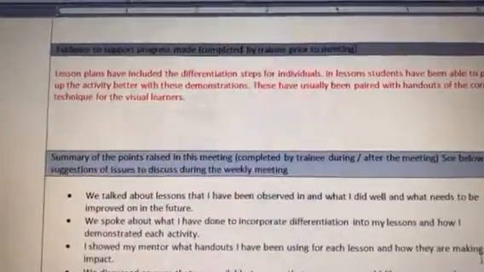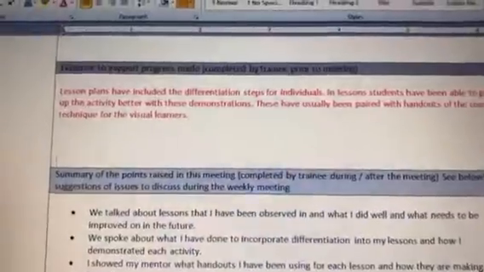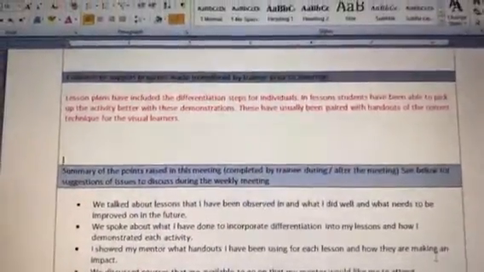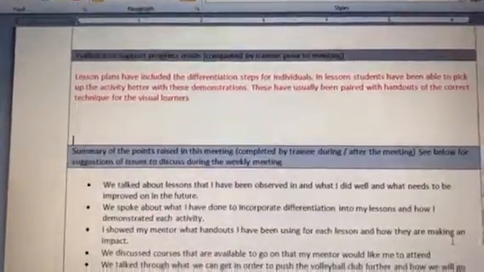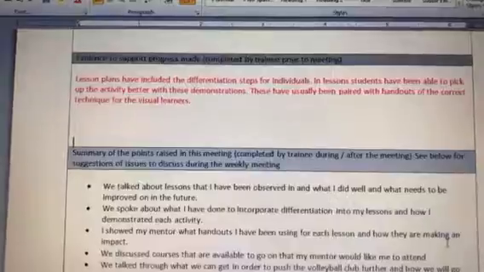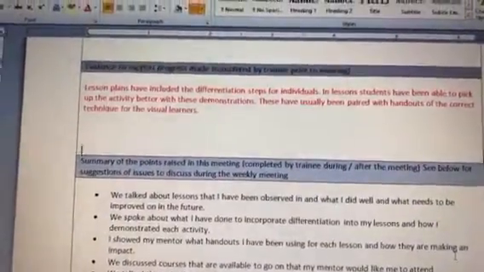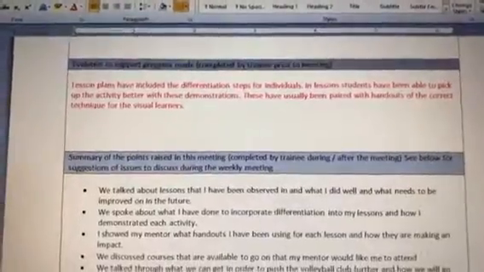This is teaching standard 5, adapt teaching to respond to student strengths and needs of the pupil. Starting off with a mentor meeting sheet, we discussed differentiation and demonstrations throughout different lessons, and we spoke about how I've done that and how I will continue to do that over the coming weeks.